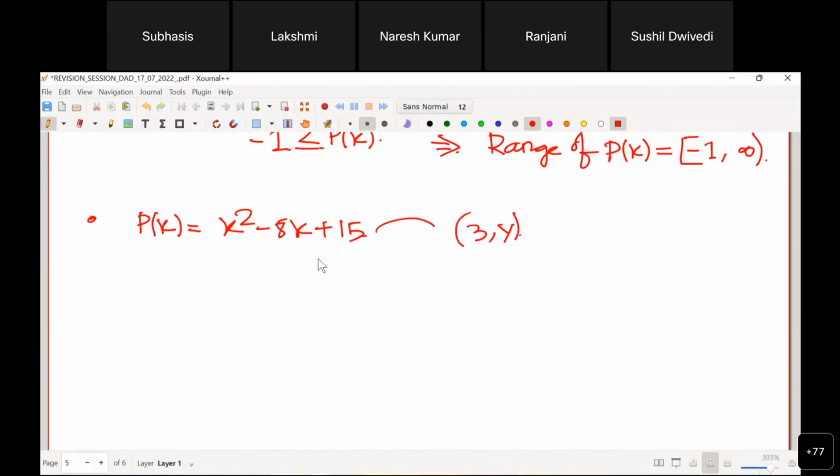So what is the formula for the slope of a quadratic function? If my quadratic function is x squared plus bx plus c, what is the slope?